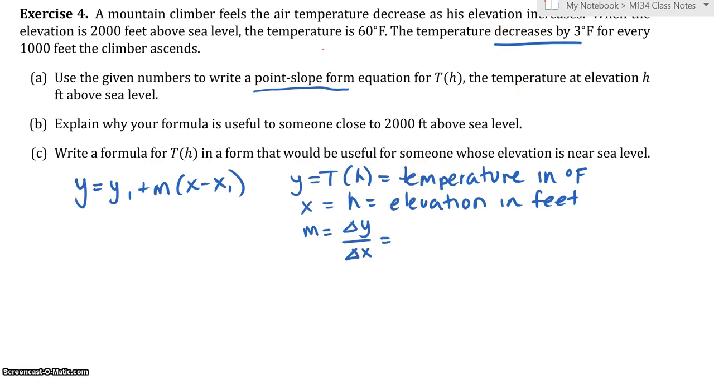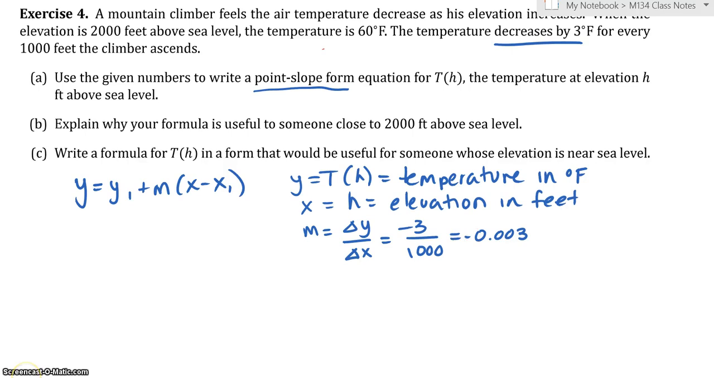It decreases by 3 degrees. So negative 3 is the change of Y for every 1,000 feet. So for every 1,000 feet, that would be the slope. If it said 3 degrees for every foot, then it would just be negative 3. But it's negative 3 for every 1,000. If you want to divide this, you can do this on your calculator, and you get negative 0.003, tenths, hundredths, thousandths.